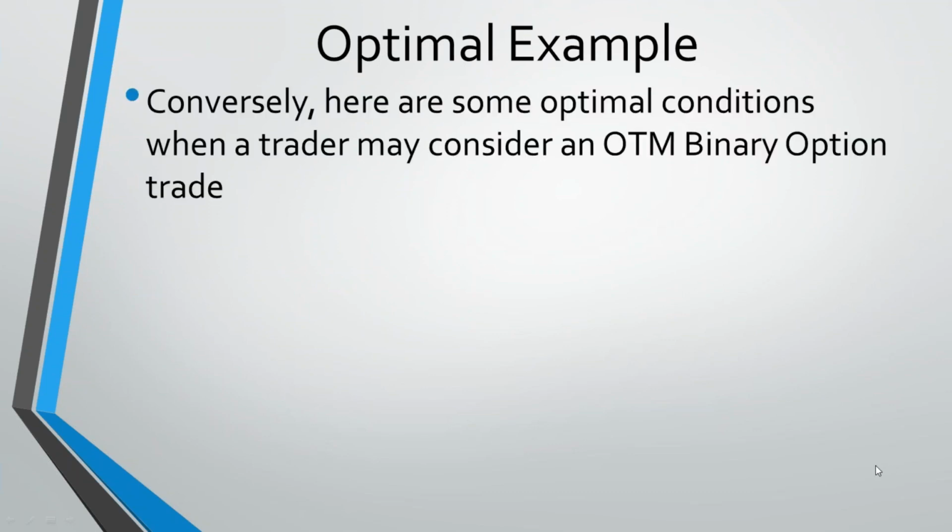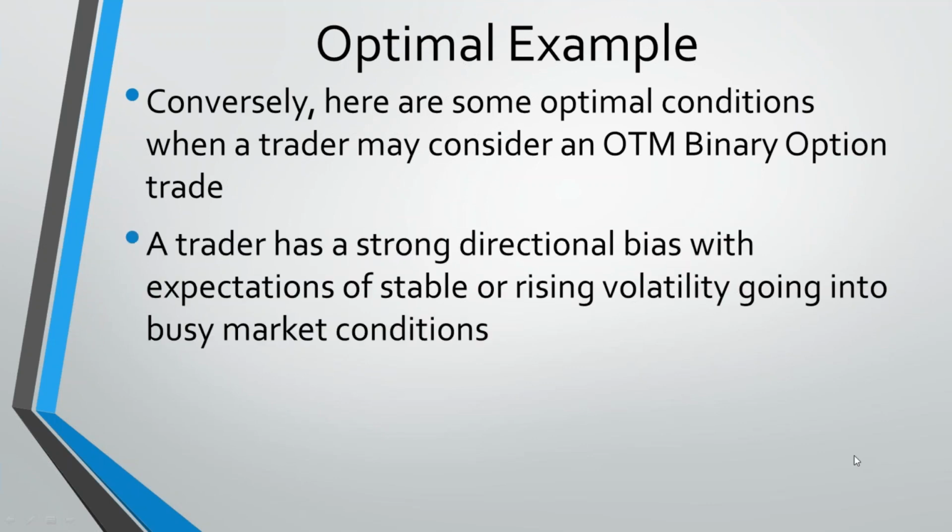So conversely, here are some optimal conditions when a trader may consider an out-of-the-money binary option trade. Let's say a trader has a strong directional bias with expectations of stable or rising volatility going into busy market conditions. So you have an idea based on your method, your strategy, that the market's going to go in a certain direction, and you think that volatility is either going to stay the same or rise, all right?